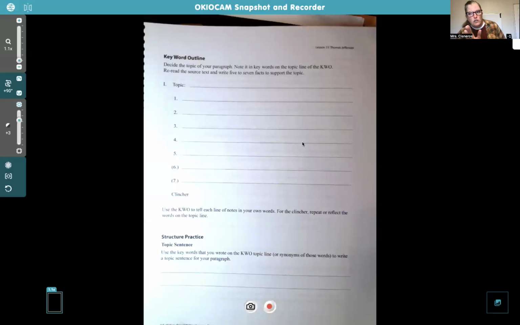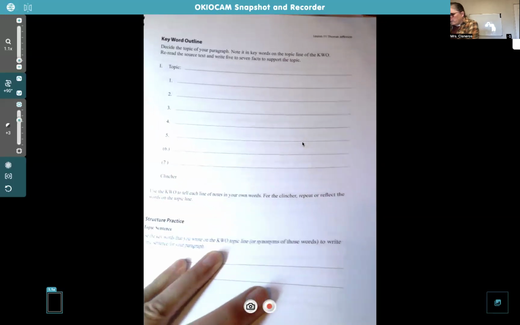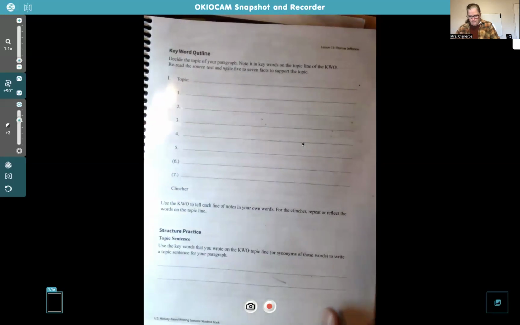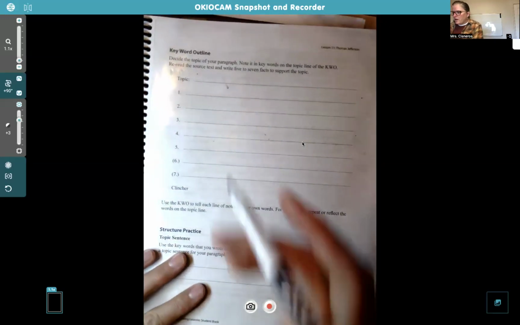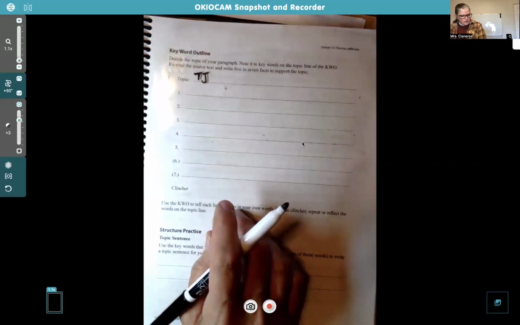So what you need to do is look for the facts that relate to that topic that are interesting, relevant, or important. And that's what you're going to write in your keyword outline. So your topic for your Roman numeral, well, we're talking about Thomas Jefferson, so we could put TJ. We know that TJ is going to be Thomas Jefferson.